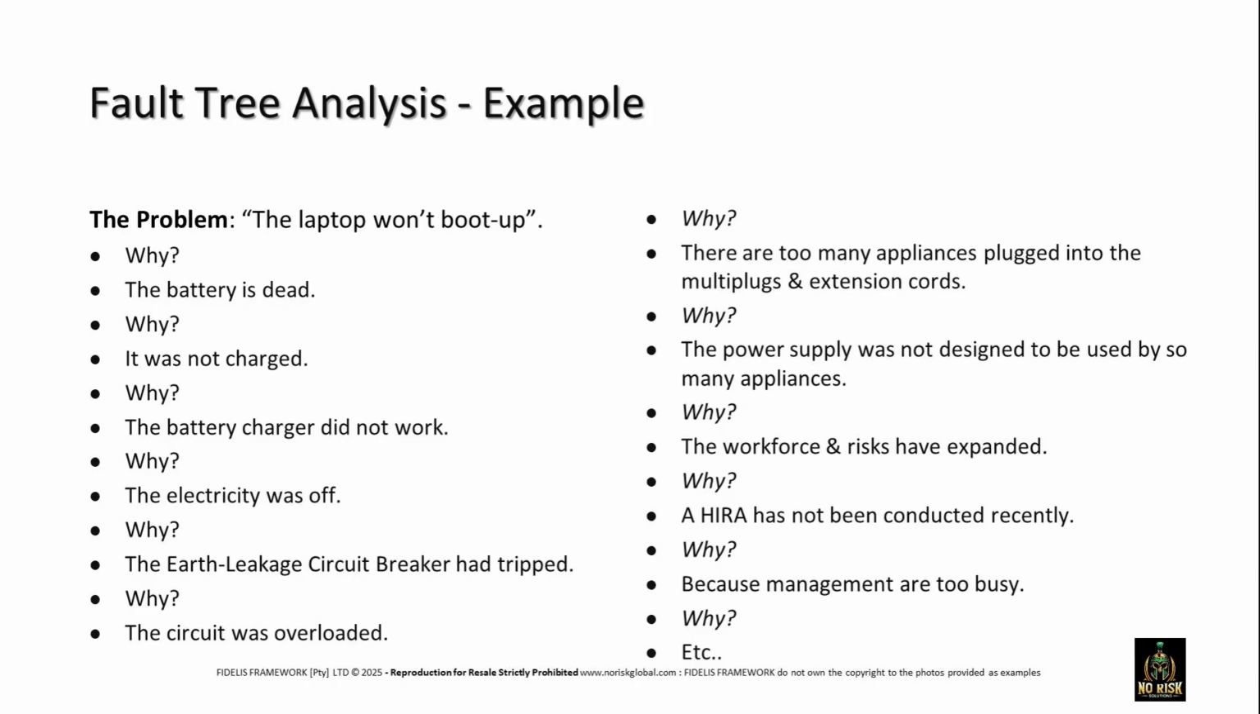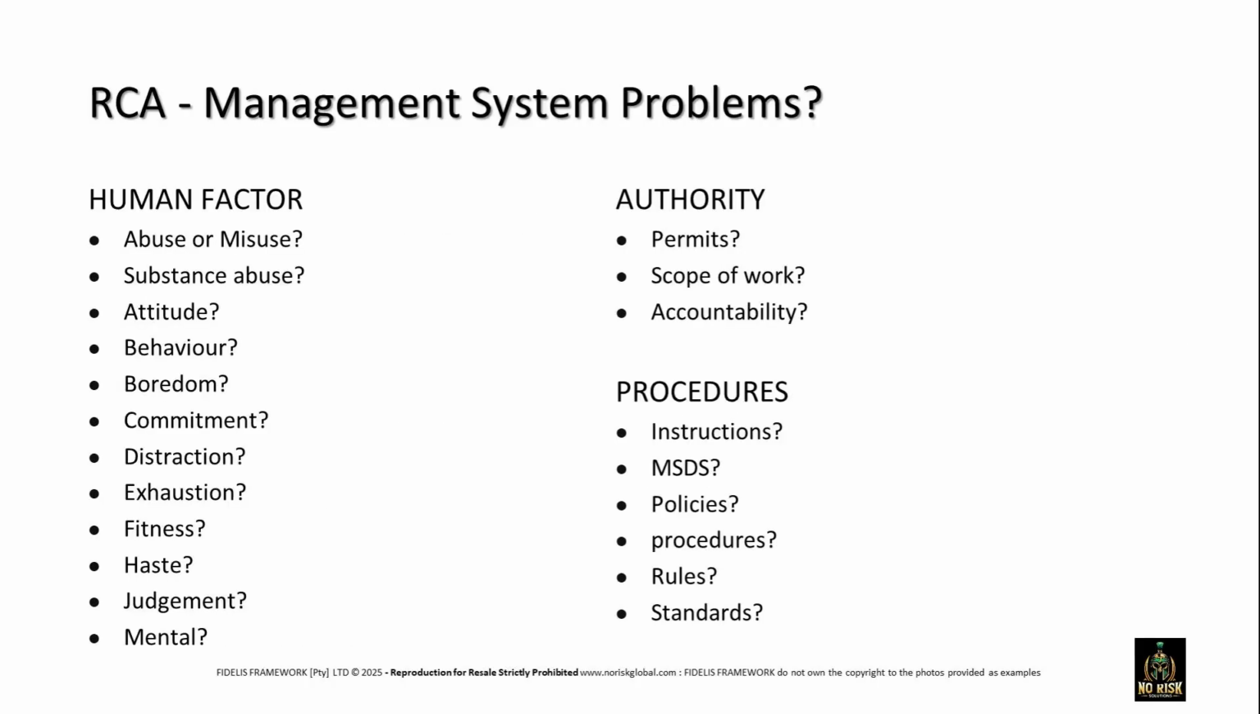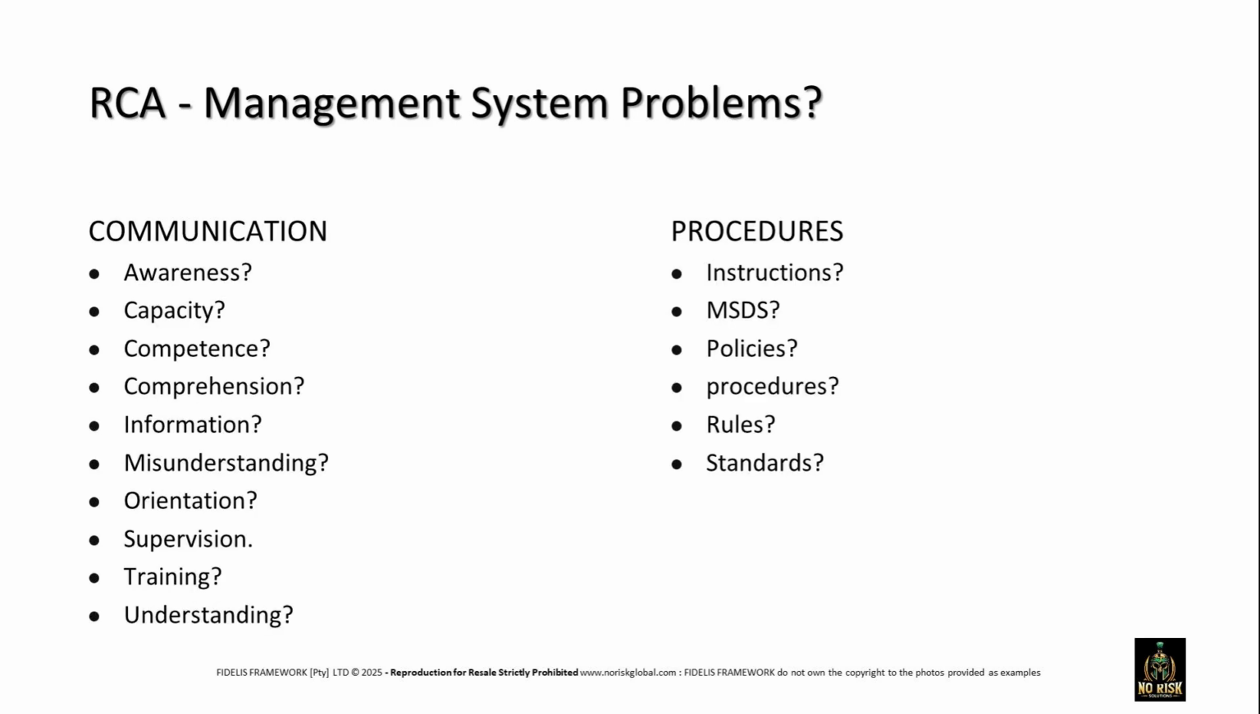Revealing the complexity of system failures, management system problems can stem from various human factors, authority issues, and procedural challenges. These include misuse, attitude, commitment, permits, instructions, and standards, all of which can impact the effectiveness of a system. Effective communication and clear procedures are vital for a robust management system.